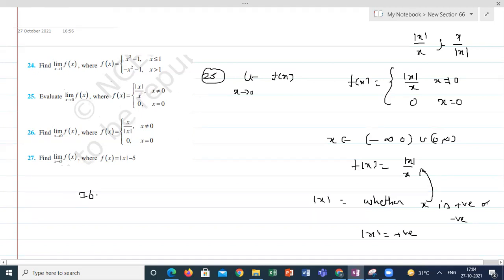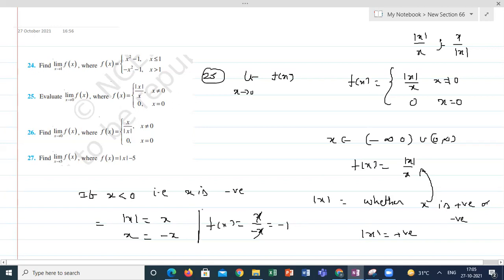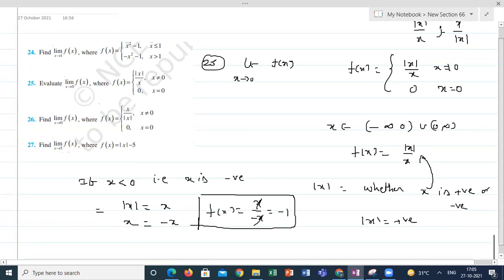Suppose x less than 0, that is x is negative. Then mod x will become minus x, because it is negative. So my f of x will be equal to x by minus x. If I cancel, it is minus 1.